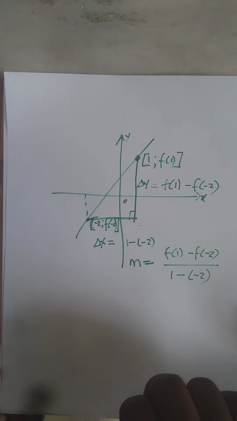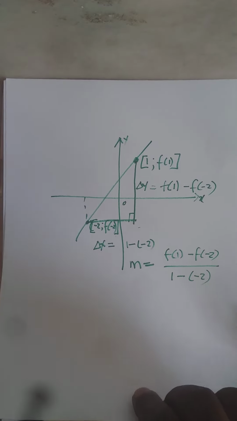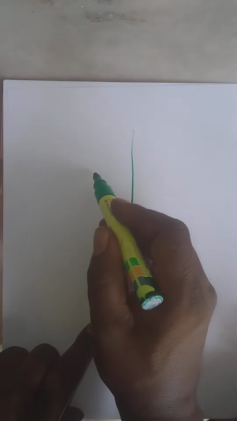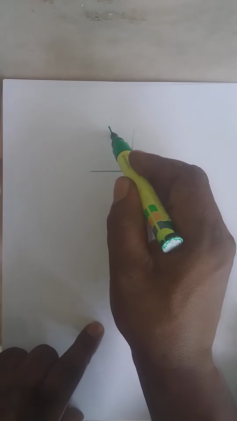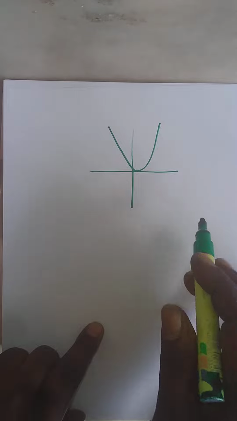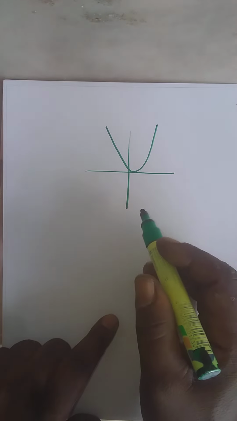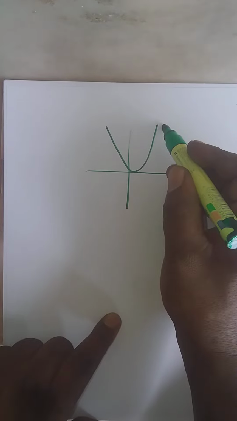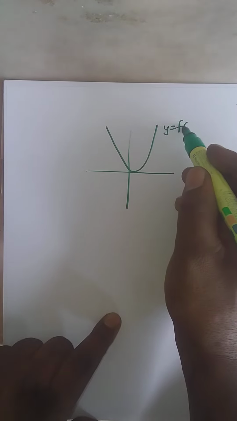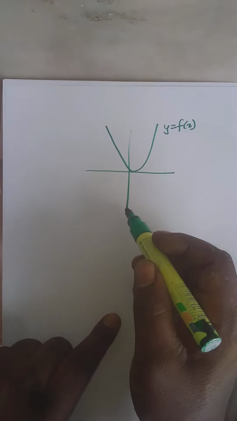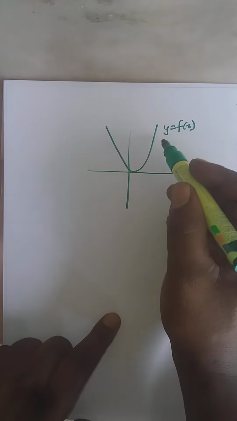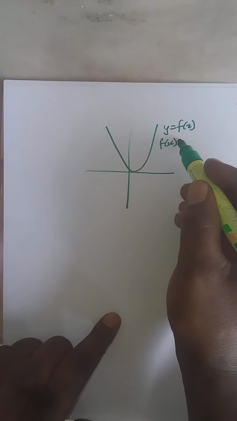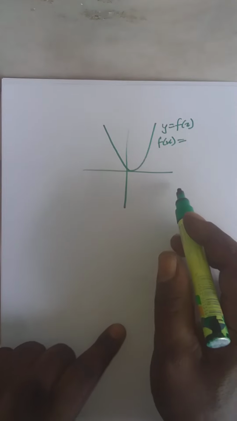So now, when do we talk about the average gradient? Suppose you have a curve. You have a curve defined by y equals f at x. So it means the equation of the curve is f at x is equal to something.